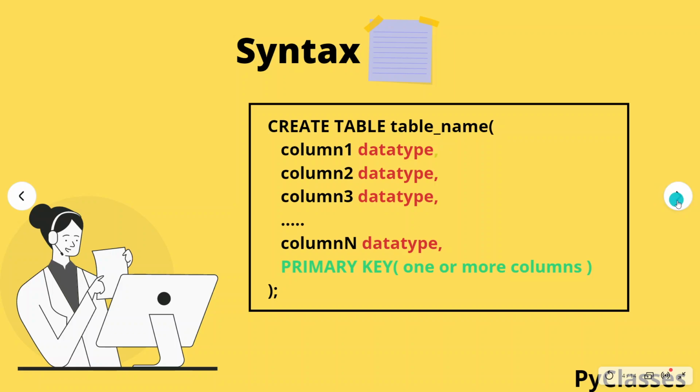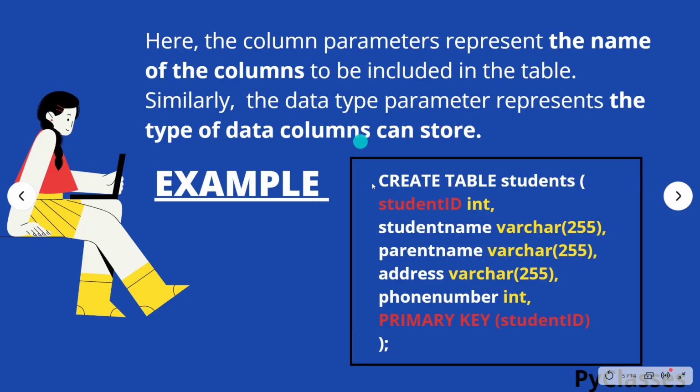So here is the example of creating table. Here, the column parameter represents the name of columns to be included in the table. Similarly, the data type parameter represents the type of data columns can store.